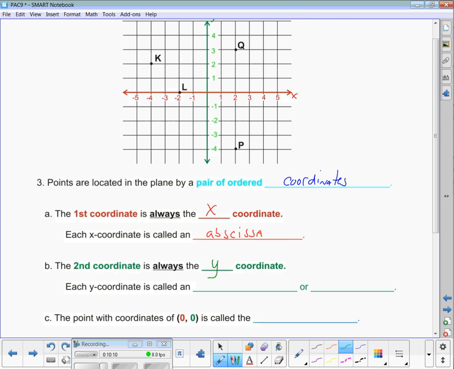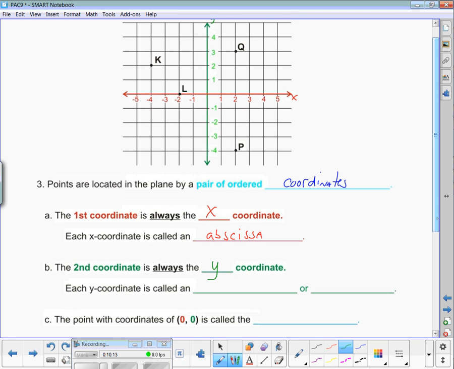So the Y coordinate has two possible names. The Y coordinate can be called the ordinate, O-R-D-I-N-A-T-E, the ordinate. Notice that's the end of the word coordinate. Take off the CO for coordinate, and what do you have? Ordinate. There's also a second term, and you might remember this back when we were doing transformation of objects. We used the word image. So the second coordinate, the y coordinate, is called the ordinate or the image, either way.